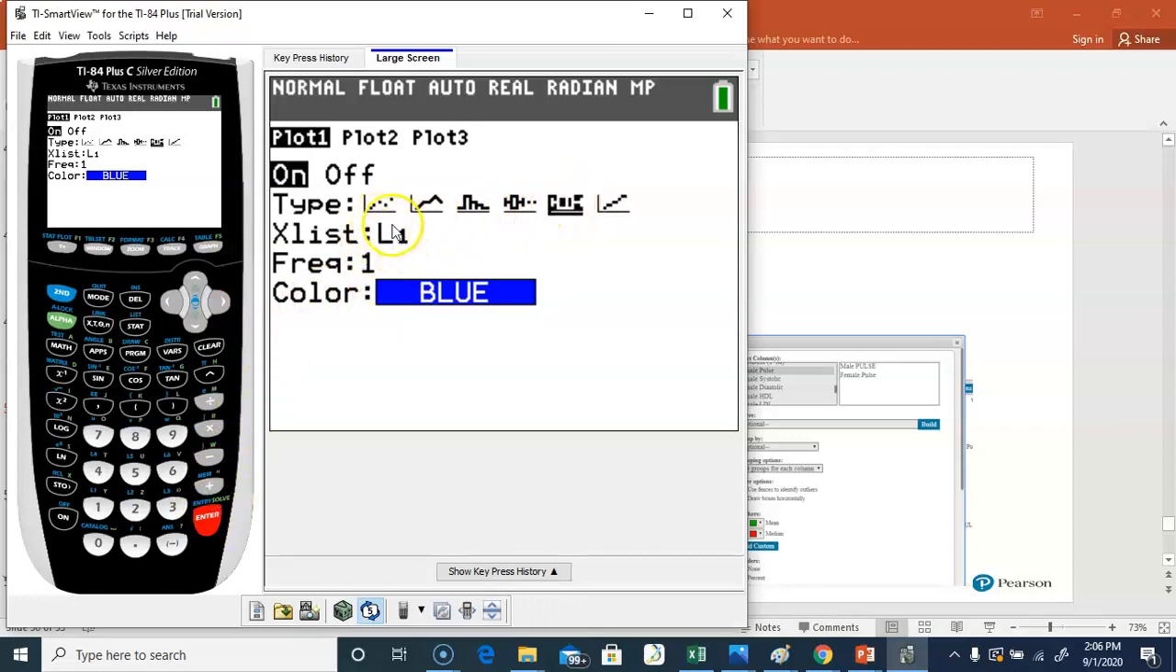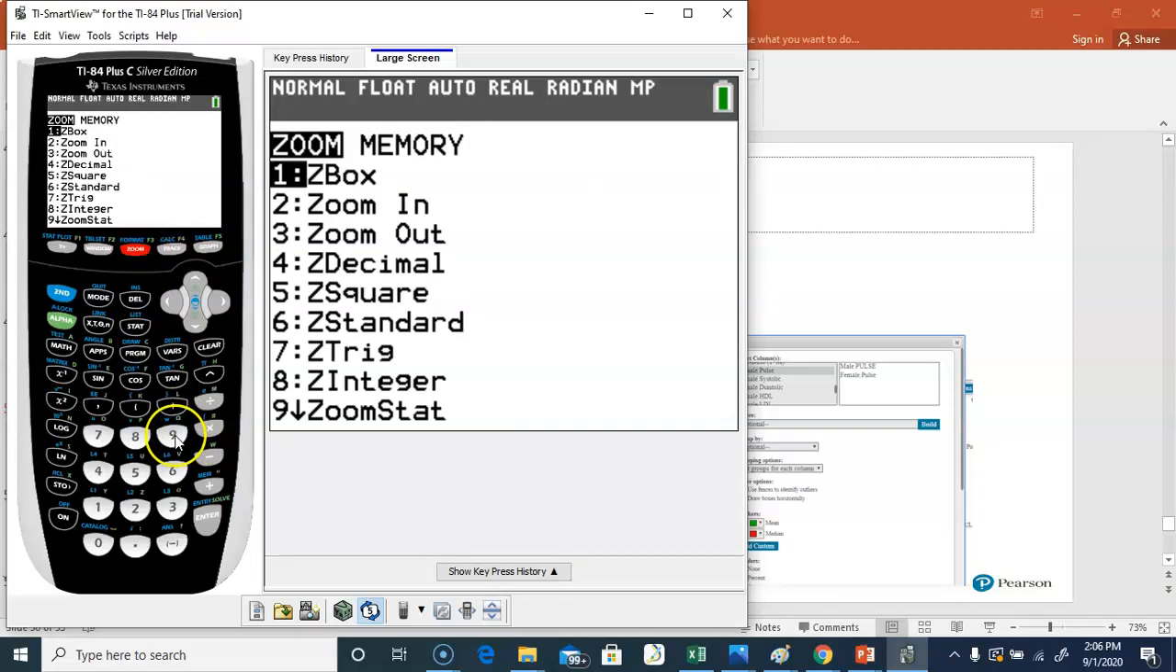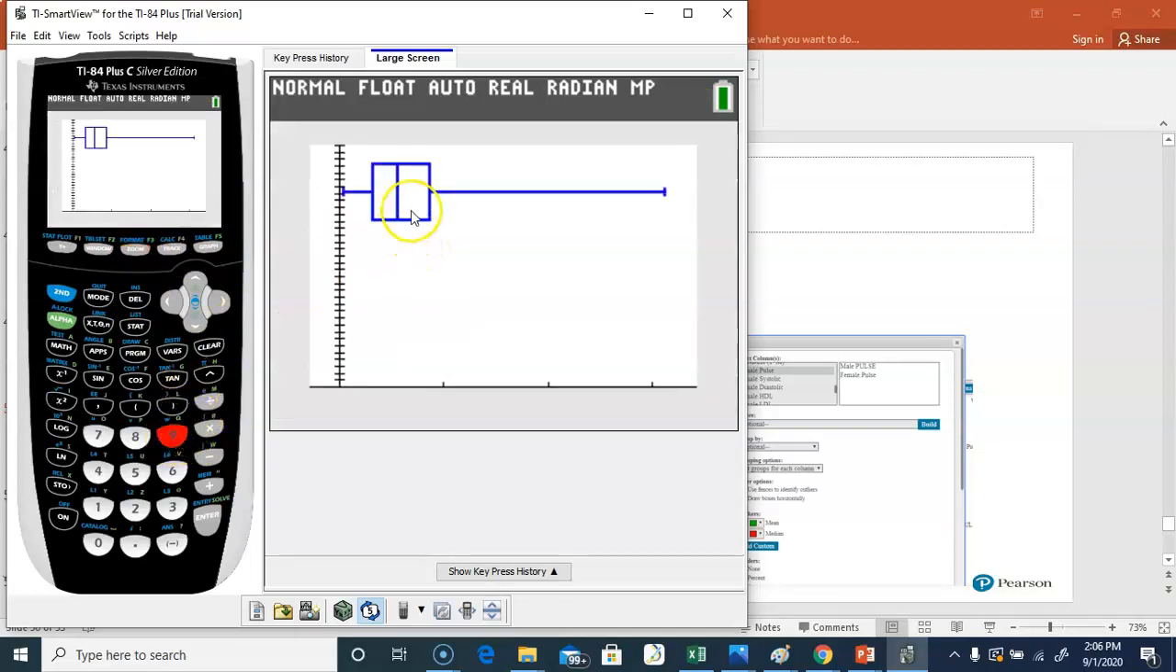Make sure your X list is correct. And then instead of pressing graph, which is our tendency to do, we want to always do zoom and number 9 for zoom stat. And here is that same box plot that we just got through doing. If you press trace and use your arrow keys, then you can go back and forth, and it'll actually down here at the bottom show you that our minimum value is 0.8, our first quartile 7.9, our second quartile, which is our median, is 13.9, third quartile is 21.5, and then our maximum is 77.8.